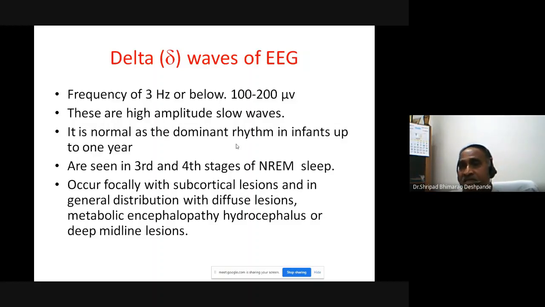But in abnormal conditions like subcortical lesions or diffuse lesions or a metabolic encephalopathy, hydrocephalus or deep midline lesions, they will produce the delta waves. So these are some of the conditions which affect the delta waves.